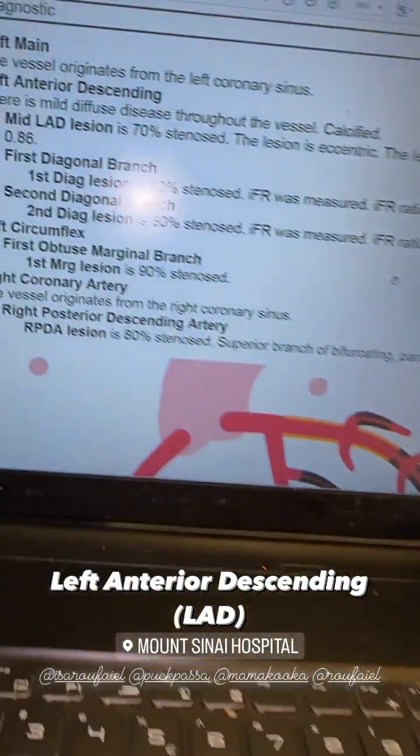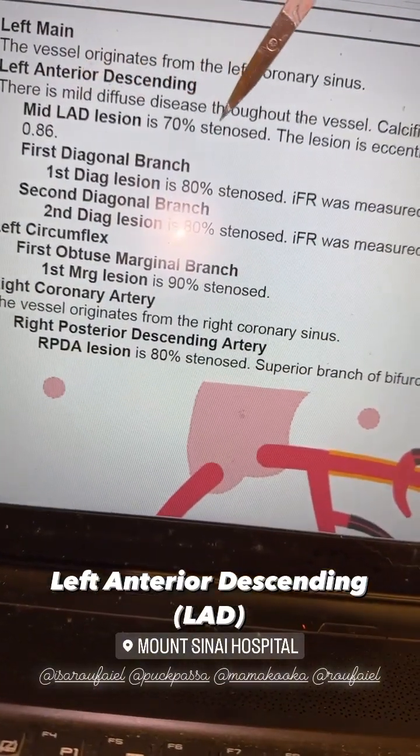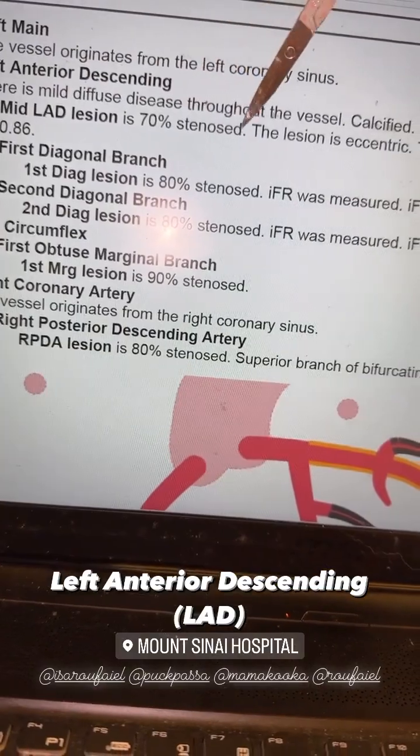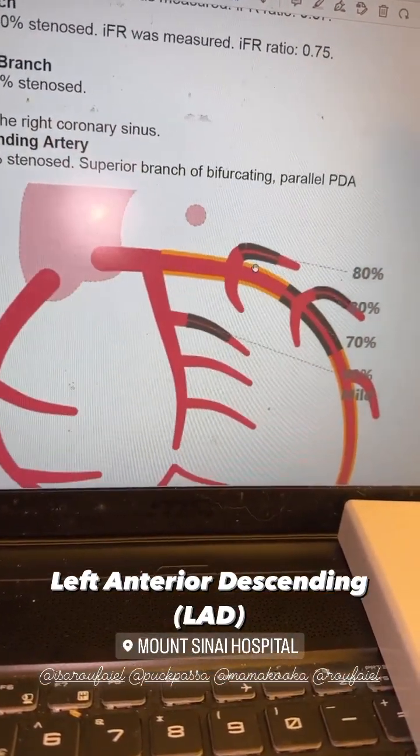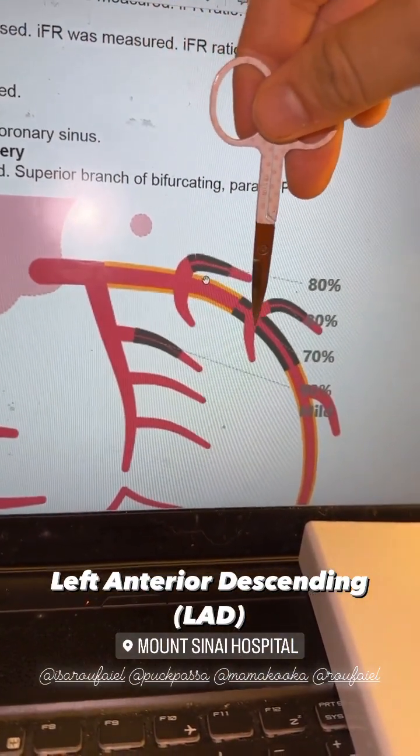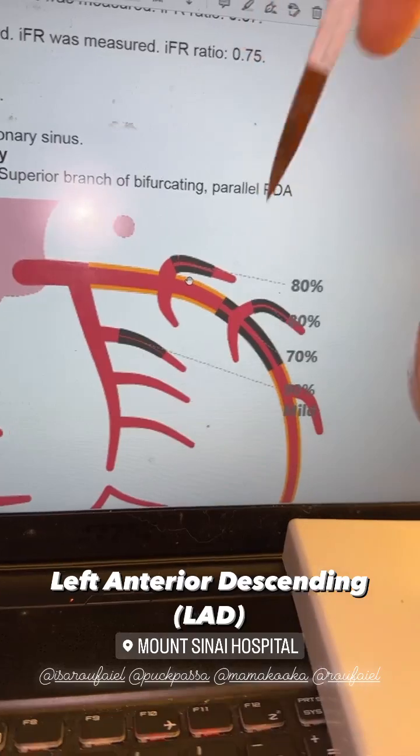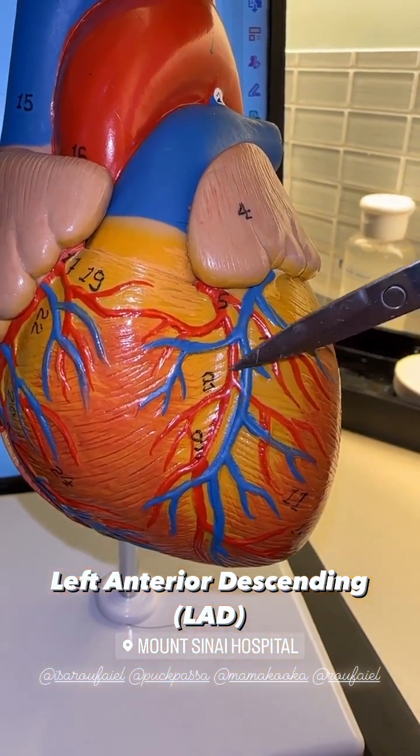So it says right here in the mid region, the mid left anterior descending, it's 70% stenosis, meaning 70% blocked, with calcification. So again, if we take a look at their diagram over here, you can see going right down here, this is it, as it branches right here in this area, you can see it's 70%. So coming down here, right, that's in this region right here, that's about 70%.